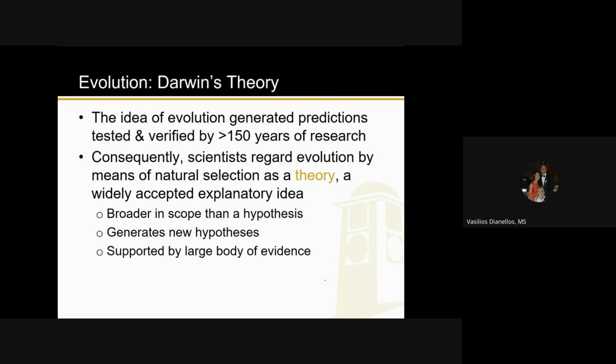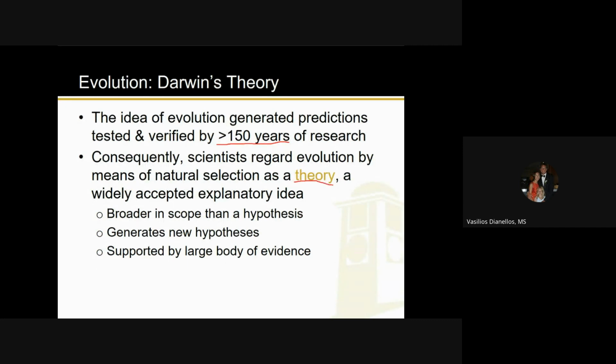So the idea of evolution generated predictions that have been tested and verified by over 150 years of research, right? So it's still being put to the test. We still use those theories. As a matter of fact, the first time this semester, when we talked about the difference between theory and hypothesis and the relationship between the two, evolution was what we talked about, right? We talked about natural selection. But anyway, consequently, scientists regard evolution by means of natural selection as a theory, right?